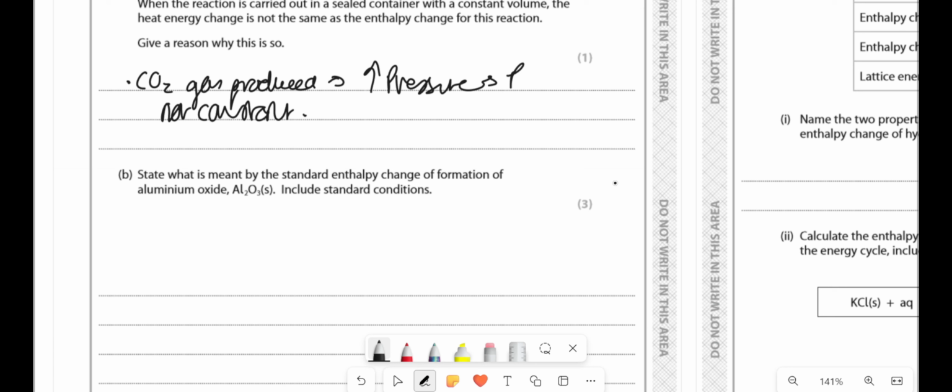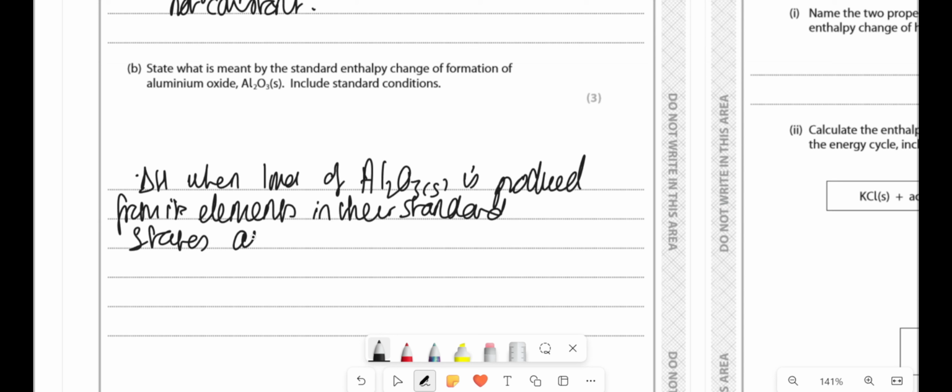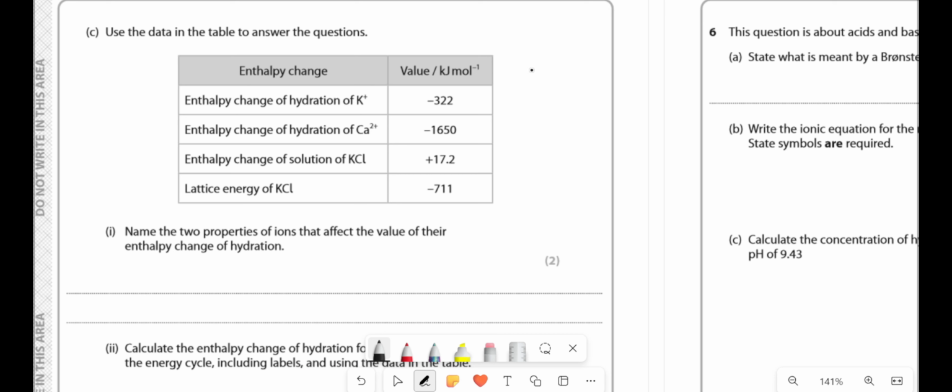Then it says, state what is meant by the standard enthalpy of formation of aluminium oxide, and include standard conditions. It is the enthalpy change when 1 mole of Al2O3 solid is produced from its elements in their standard states. Under standard conditions, that's 100 kilopascals pressure and 298 Kelvin temperature, or a stated temperature. Now it says use the table of data to calculate these questions.